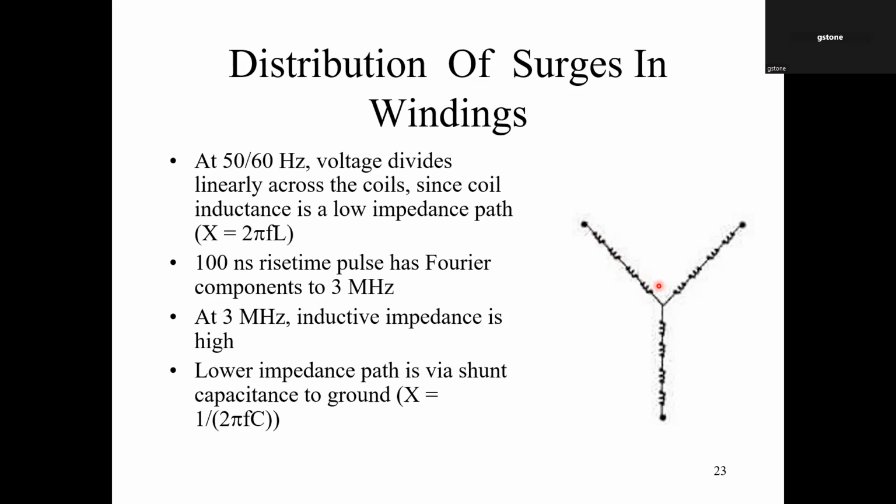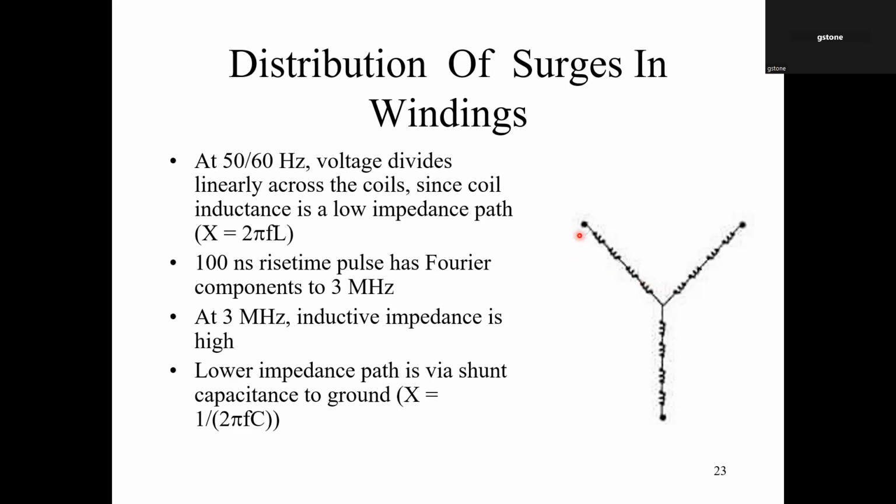The problem is when we connect to a voltage source inverter, because as I showed, you get 100 nanosecond rise time pulses coming out of there. Okay, and if you take the Fourier transform of that, that will correspond to frequencies up to about 3 megahertz, not 50 or 60 hertz, 3 megahertz. So a 500,000 times higher frequency.